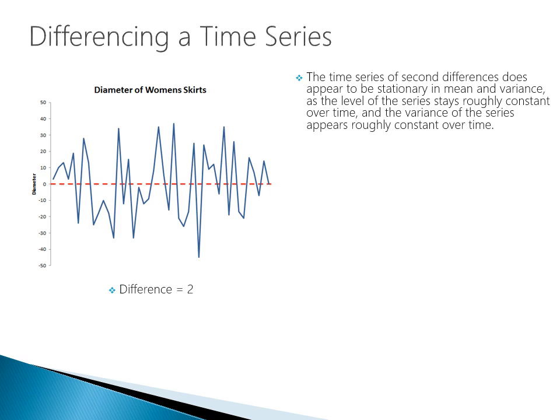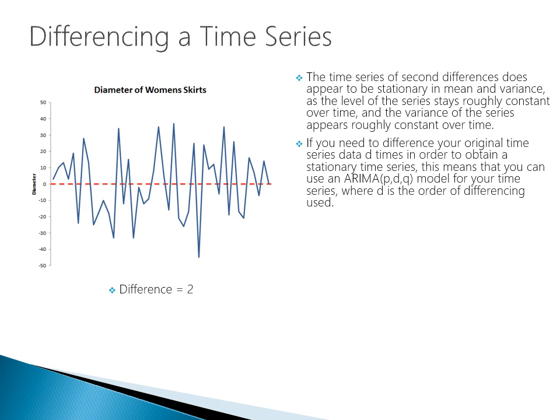The time series of second differences does appear to be stationary in mean and variance, as the level of the series stays roughly constant over time, and the variance of the series appears roughly constant over time. So by shifting from a difference of 1 to 2, we see this pattern in the data. And this pattern now seems to be a little more of what we would expect of a residual plot.